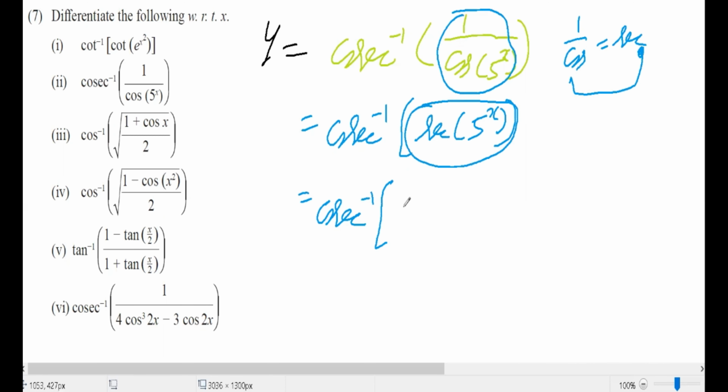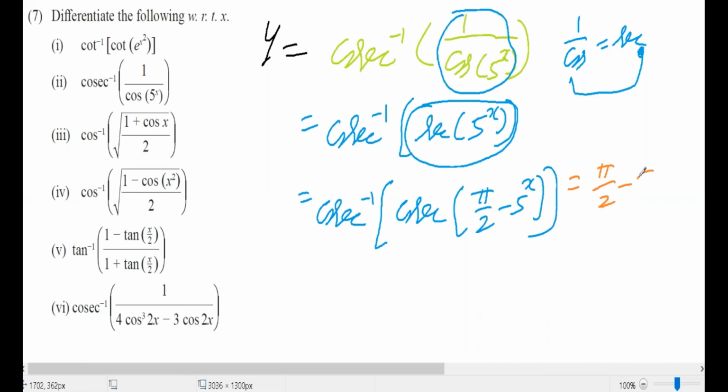I should use the formula. What is that? Sec of theta is equal to cosec of pi by 2 minus theta. So it is cosec of pi by 2 minus phi to the power of x. Now the next step will be this, and this will be nullified. I will get pi by 2 minus phi to the power of x. Now differentiating y with respect to x, pi by 2 is a constant, so the derivative of the constant is 0. This minus will come as it is. The derivative of phi to the power of x will be phi to the power of x log phi. This is the answer. Got it?